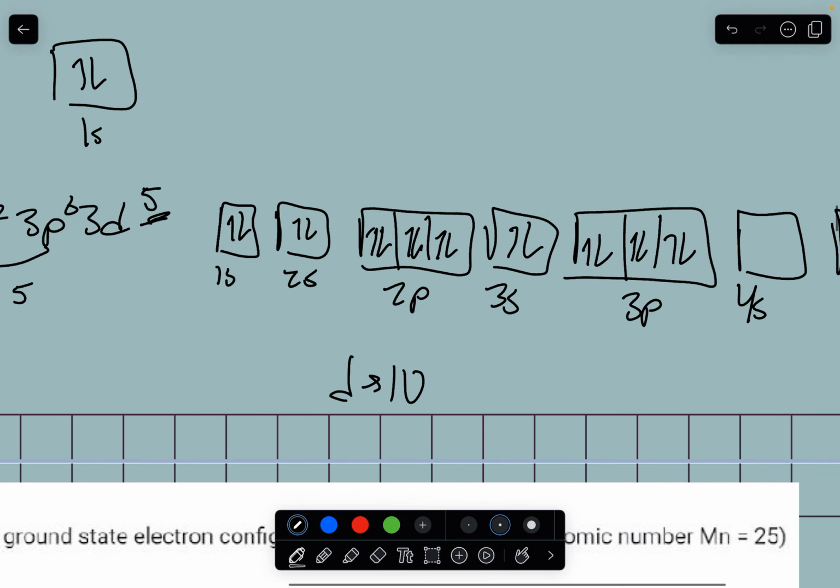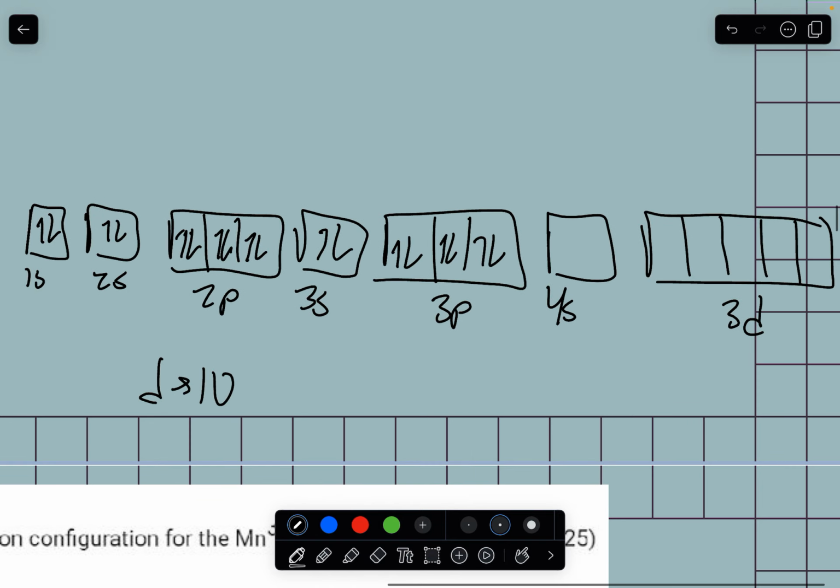And I said I had 5 electrons. So I'm going to put 1 going up in each box. 1, 2, 3, 4, 5. And I don't need to go back and double up. So I stop there.